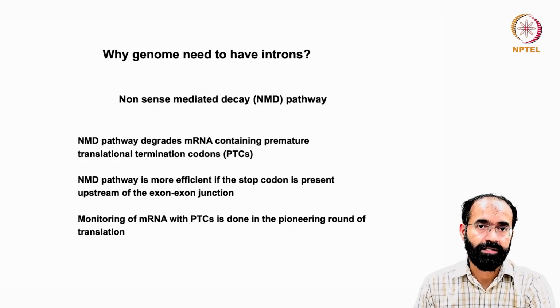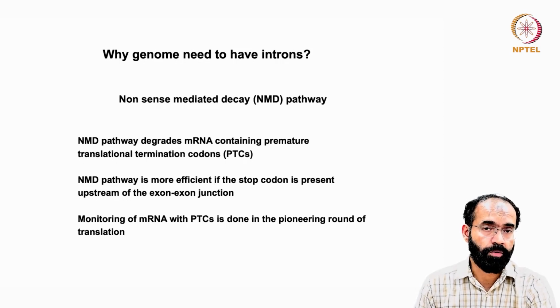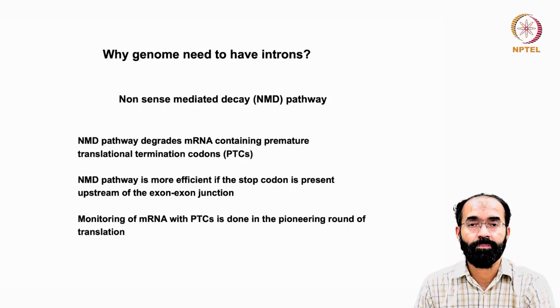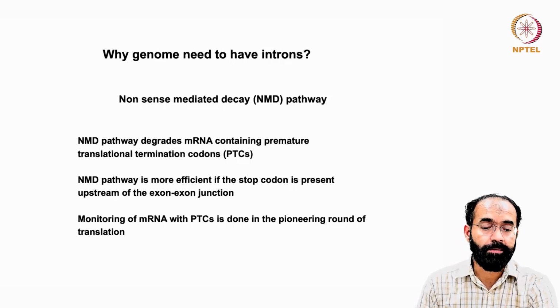the introduction of UAA. The 3 stop codons are UAA, UAG, UGA. These are the 3 stop codons. Of the 64 codons, 3 of them are stop codons. So the NMD pathway degrades those mRNAs that contain a premature translation termination codon.